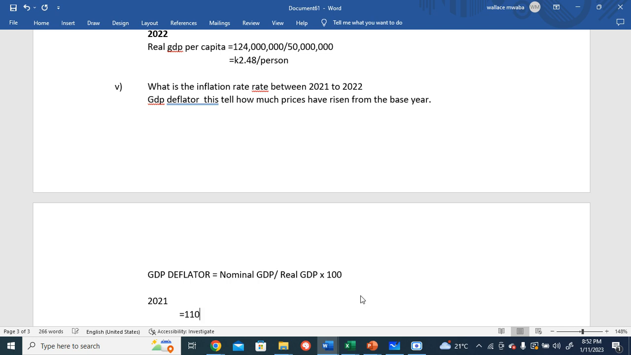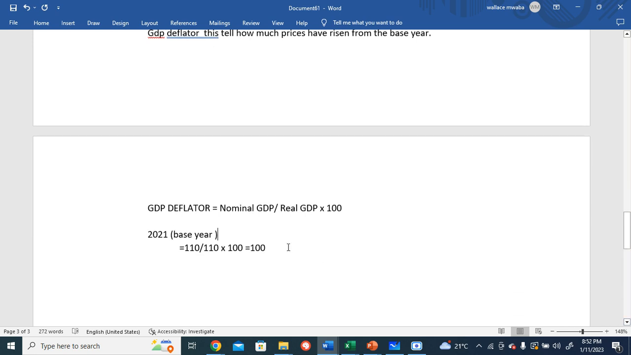So the GDP deflator for 2021: nominal GDP is 110, the real GDP is 110, multiplied by 100. The GDP deflator for the base year is always 100. That's one thing you should also know. The GDP deflator for the base year is always 100. This is how we read base numbers.